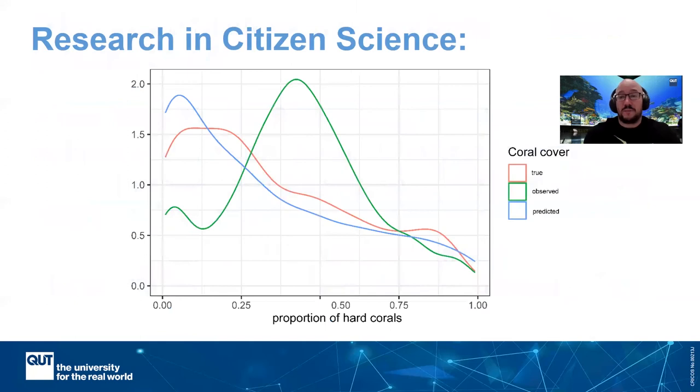In this figure, we show the proportion of hard corals in a large set of images from a previous experiment that we performed with citizen scientists. The red line here shows the true proportion of hard corals that we want to estimate using input from the citizen scientists and using statistical models. The green line is the response that we obtain from the citizens. As you can see, it's a bit biased. However, combining the answers from multiple participants and using statistical models, we obtain the blue line, that is the estimation from our models. The proportion of corals that we predicted from this model in blue is very similar to the true latent proportion of hard corals in red, showing the usefulness of citizen science.